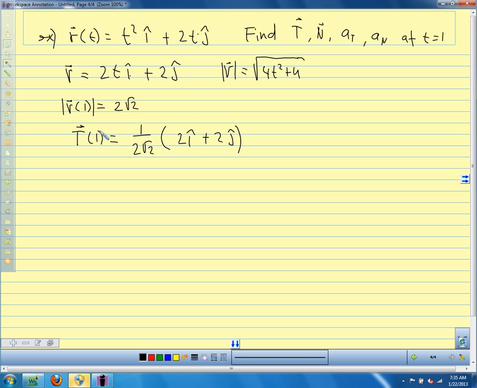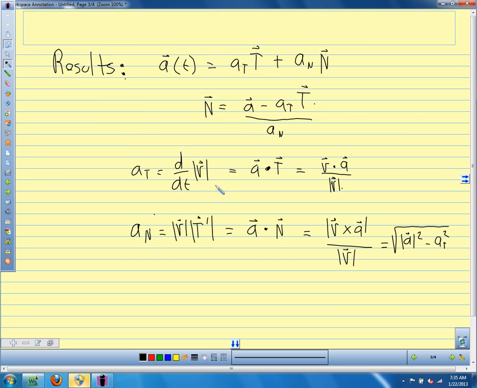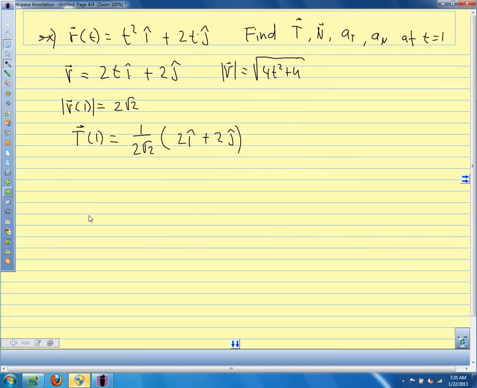So we didn't have to find a general expression, we're just looking for it at this one particular time. Looking back at our formulas, to find a sub t, I'm going to use v dot a over the length of v. So I need my acceleration vector, r double prime of t.